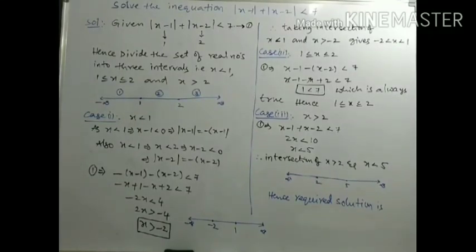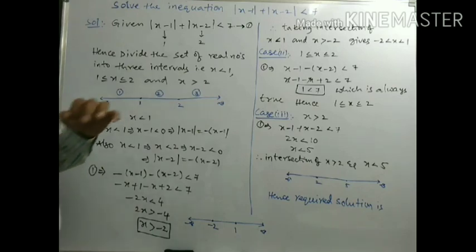So look at this, one more problem. Excellent problem this is. Can you read the question once? Solve the inequation: mod of x minus 1 plus mod of x minus 2 less than 7.